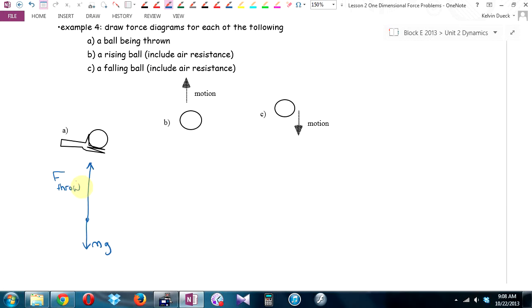You could argue there's some air resistance. I'm going to say that my hand is absorbing it all. I'm going to ignore air resistance for now. Keep it simple.